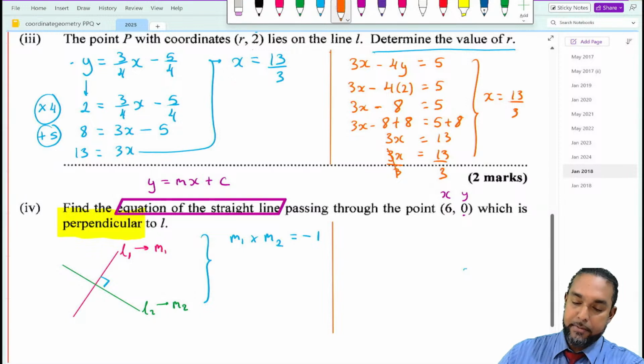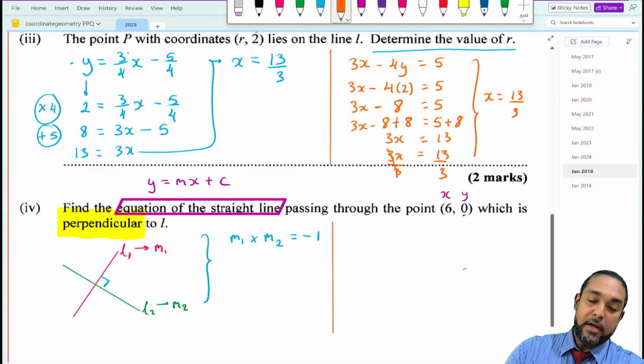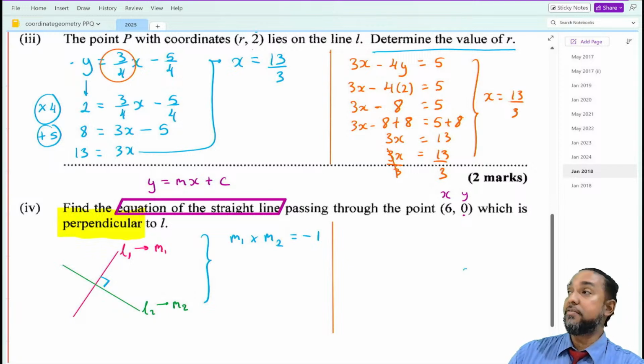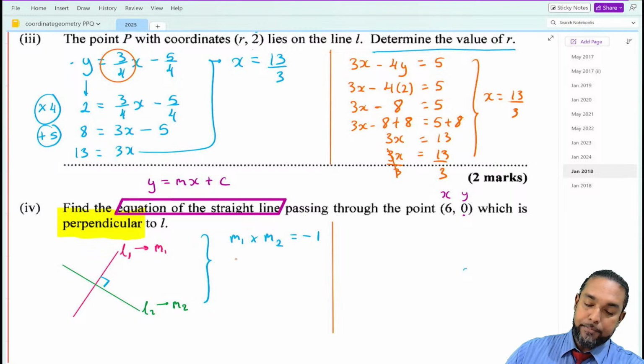All right, so let me come back here. We need the gradient of this line, and we know it's perpendicular to L. L is the line above, and we have the value of the gradient of L. Let's just put m1 times 3/4, so 3/4 is the gradient of the line we have.